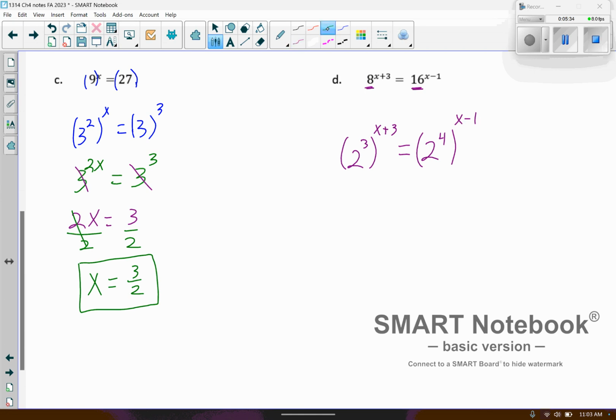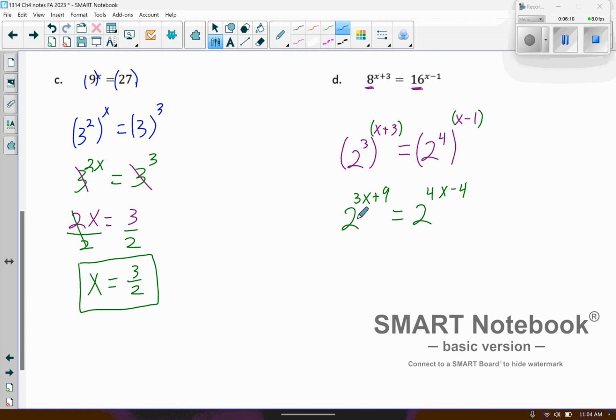Now, once again, before I can cancel out the common bases, I have to complete the power rule. Now, you have to be careful with the power rule because you multiply them together, and a common mistake is students only multiply the x by 3. But that power of 3 right here has to get multiplied to the x plus 3. So I'm going to end up with 2 to the power of 3x plus 9. So you have to have that plus 9 there. You have to distribute it to that value also. Same thing on the second one. This is going to become 2 to the power of 4x minus 4.